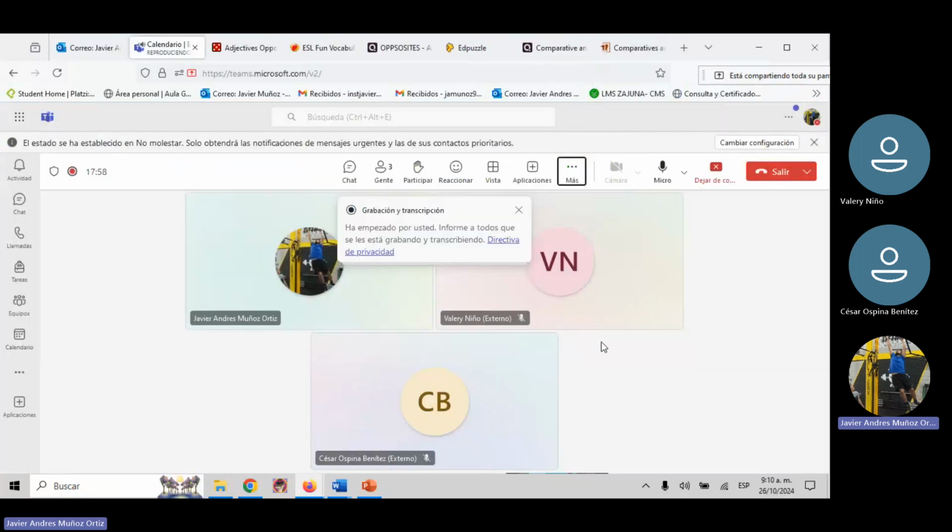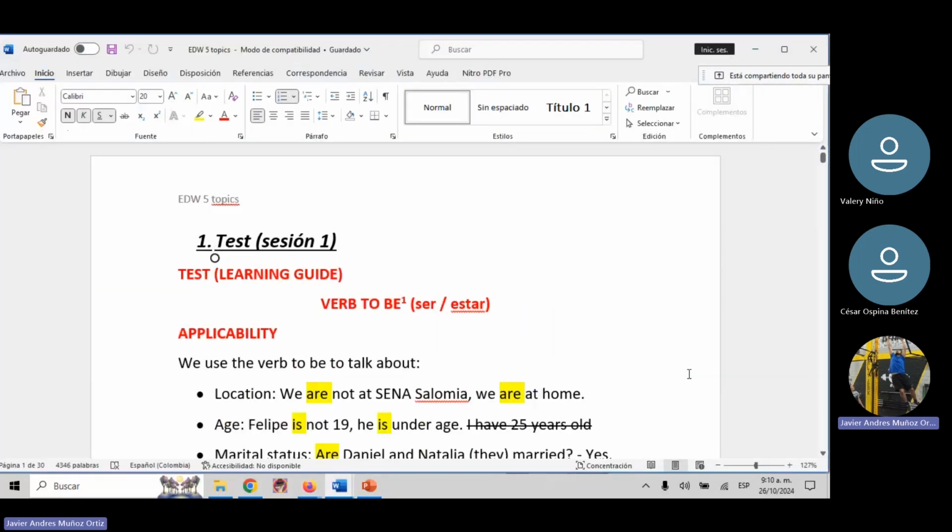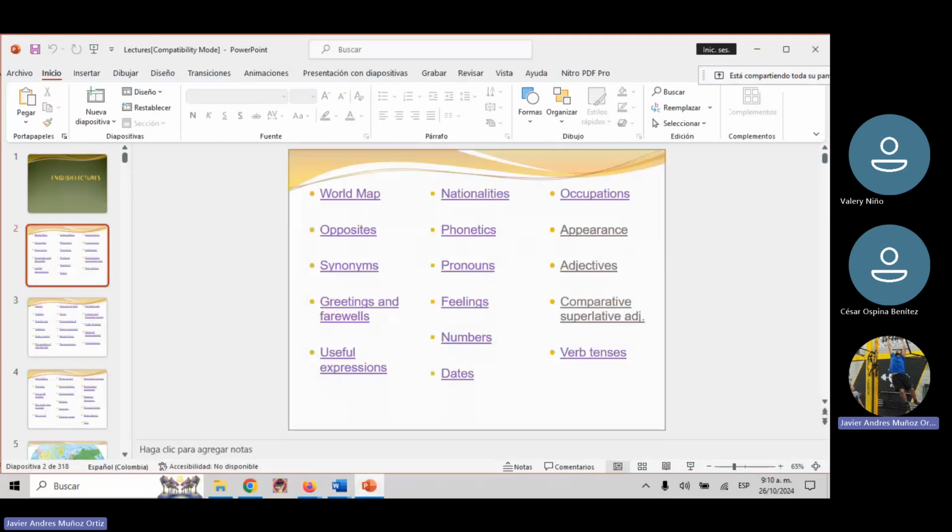Once we finish the test, we are going to do something else. We're going to check what we need to know to present the test, obviously. Yesterday we were talking about the topics we are going to see in the test. The first thing in the test is a recap of the topics about simple present tense. So yesterday we did a recap of why we use the simple present tense.